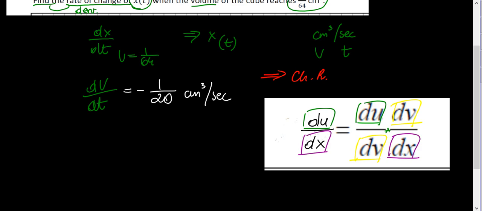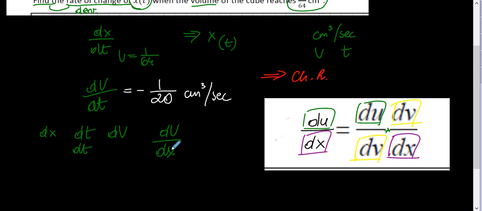Now, we already have dx, then we have dt, and then we have dv. As you can see, each of them is twice. I have dx, I have one of it, I have two of dt, and I have one of dv. So that means that the derivative I'm looking for will be dv dx.